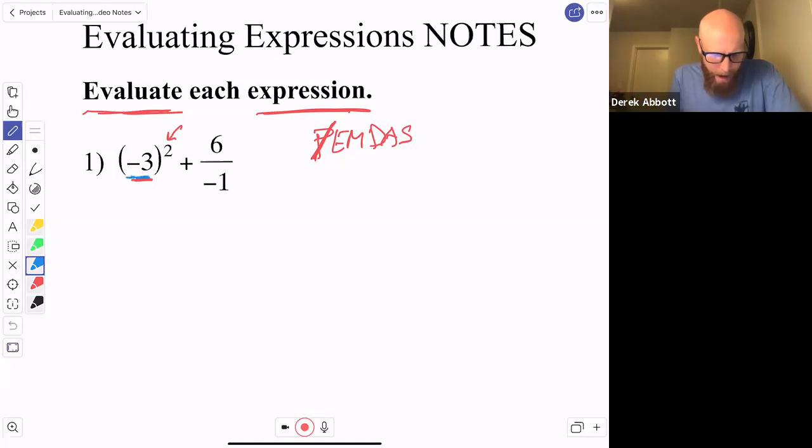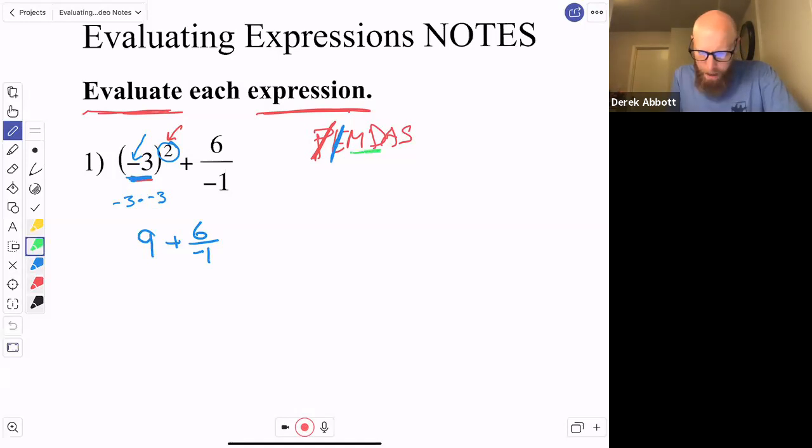So I'm going to take -3 squared. Anytime you go squared, it really means -3 times -3. Since that negative is in the parenthesis, it comes along with that 3. So if I did -3 times -3, negative times negative is a positive, 3 times 3 is 9. So I'm going to get 9 plus 6 divided by -1, right? So that's what that looks like. I have taken care of all exponents, so I'm good there. So let's move on to the next one.